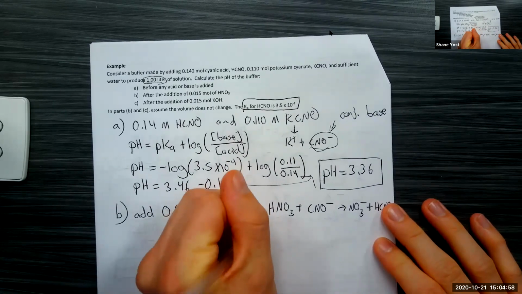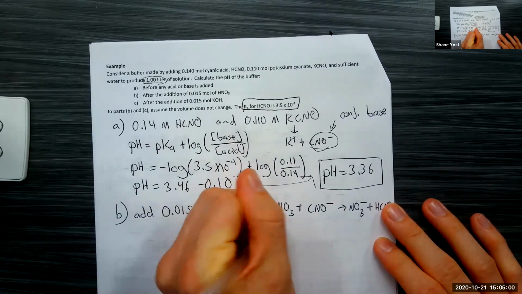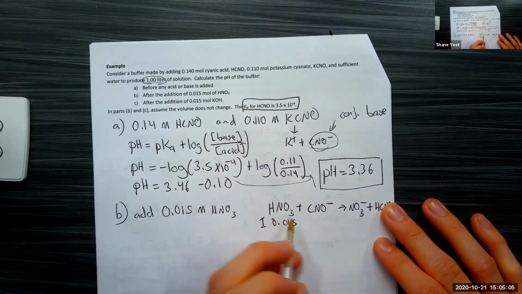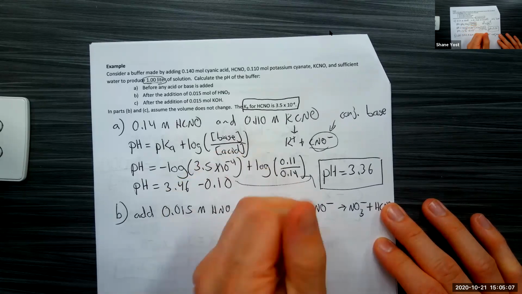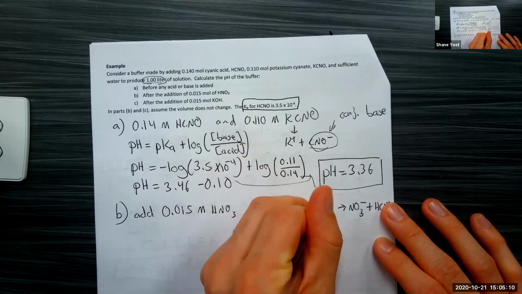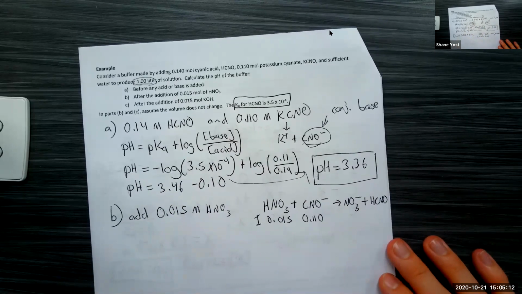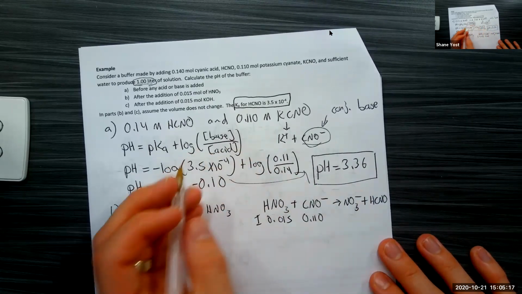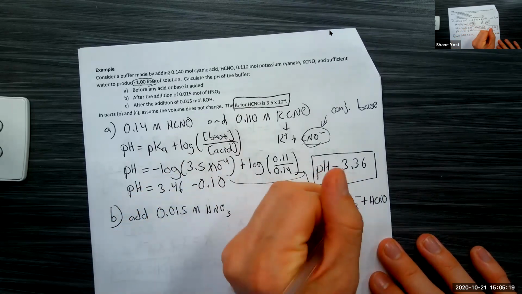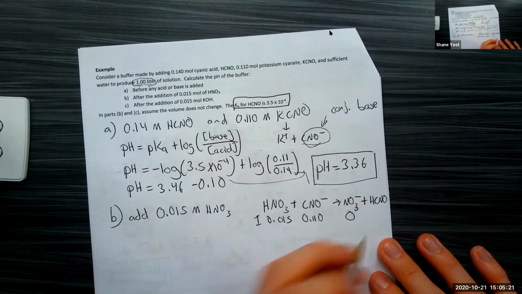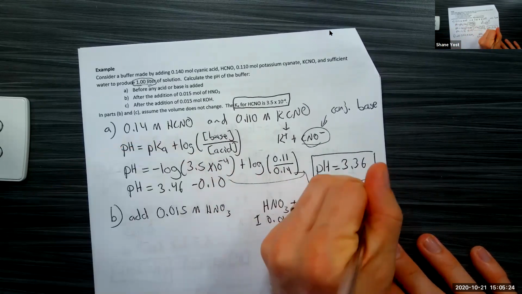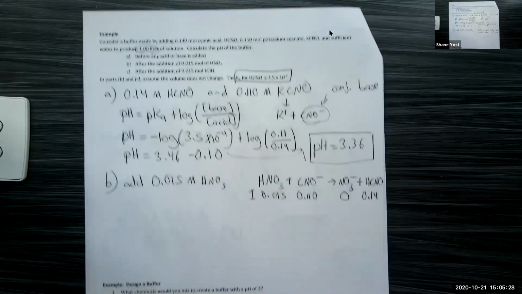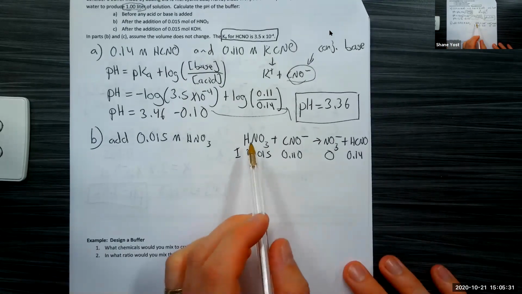If I start off initially with 0.015 molar of HNO3, I start off with 0.110 molar of CNO−. I start off with none of my nitrate ion, and I started off with 0.14 molar of HCNO. Those are my initial concentrations of those three things in this chemical reaction.